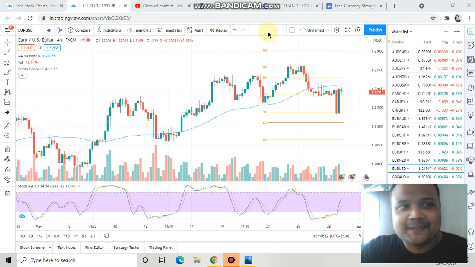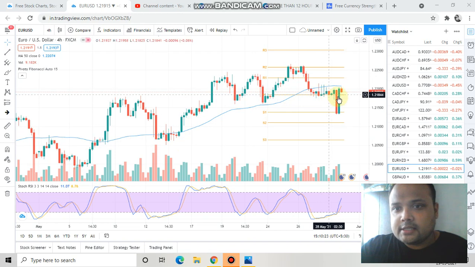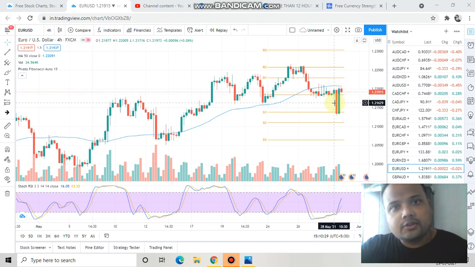So let's get started. This is the chart of Euro USD, and as you can see, I'm in my beloved time frame, the 4 hours time frame. As we all know, there was a sharp fall on Euro USD yesterday, and just look at the big red candle. After this fall, the market also recovered subsequently, but yes, there was a fall in the market, and there was a big panic also.